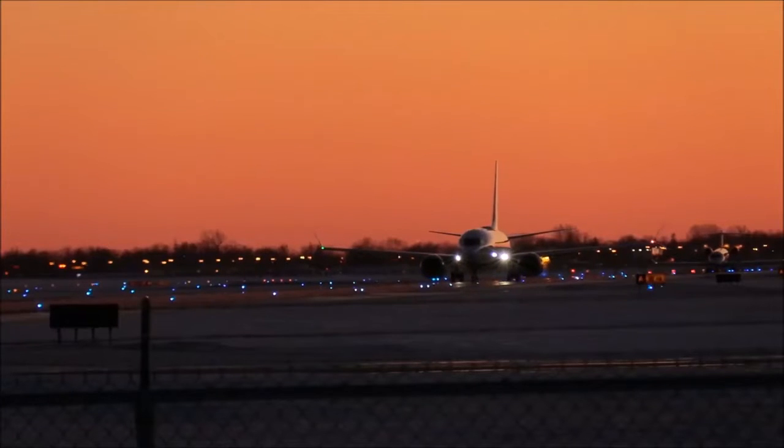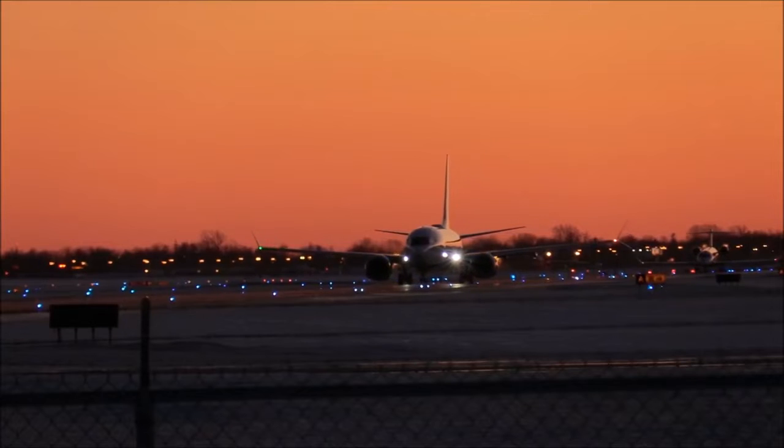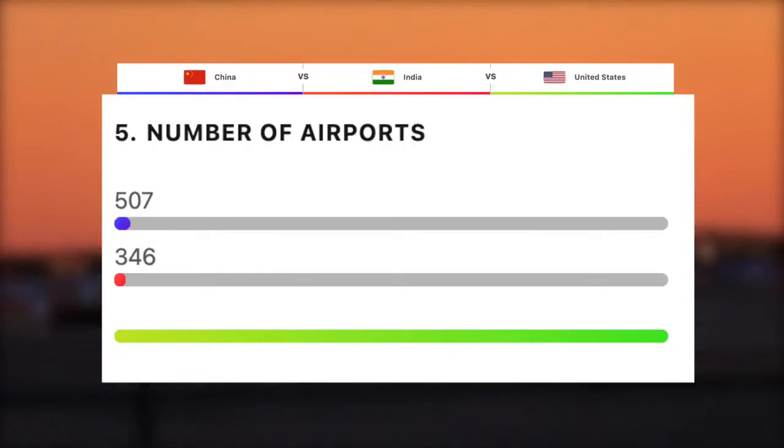Now, hold on to your aeroplane seat for this one. Let's take a look at the total amount of airports these three countries have. Starting off with India in third place with 346. Then in second place China with 507. And then finally the US takes the win here with, are you ready? 13,513 airports.